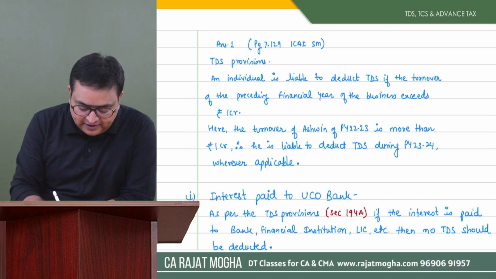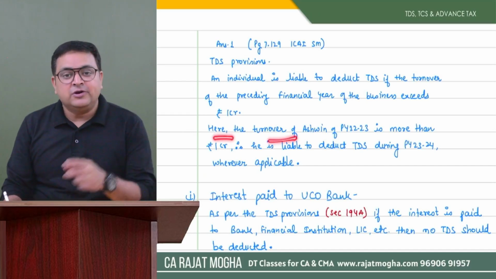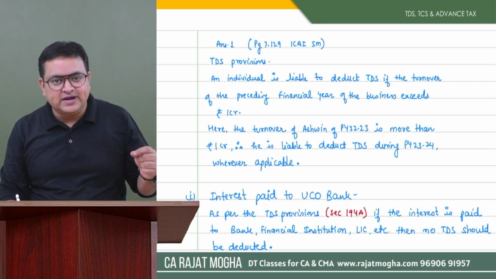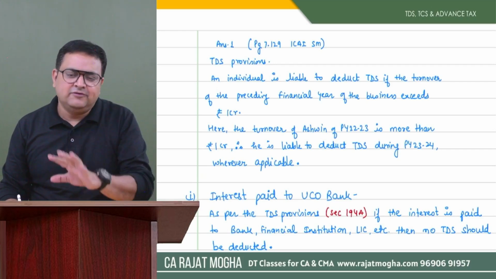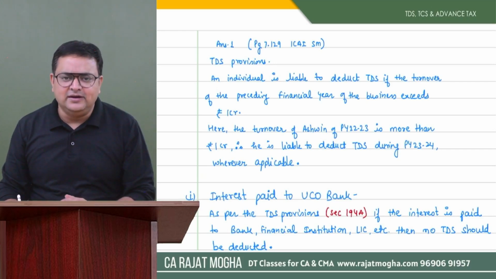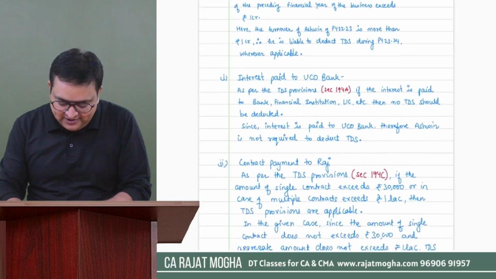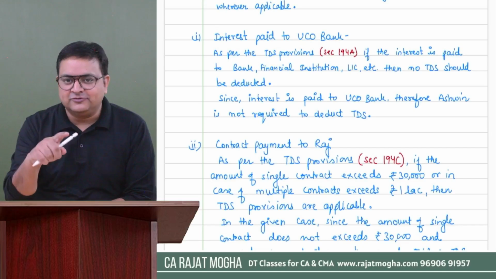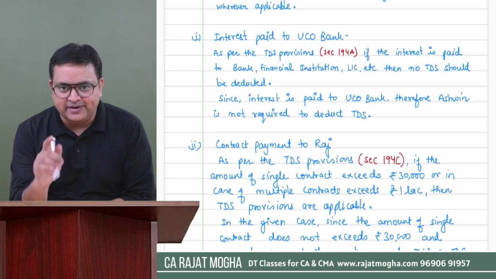So I'm now saying here the turnover of Ashwin in the preceding financial year, that is previous year 22-23, is more than 1 crore. Therefore, this guy is liable to deduct TDS. No issue. Correct? Okay. So now the main answer. First one was when he is paying interest to UCO Bank. So you understand TDS will not apply.